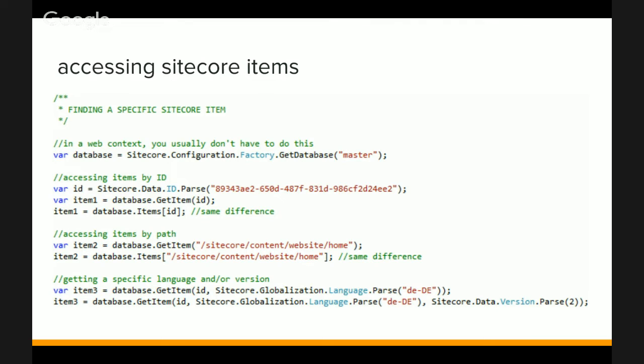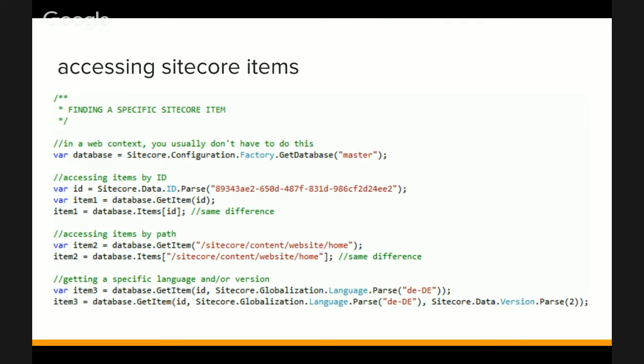And then we call database.GetItem and pass it in the ID. Database also has an Items collection with an indexer that will take that ID. That'll also return a reference to that same item in Sitecore. You can also get to it via the path.